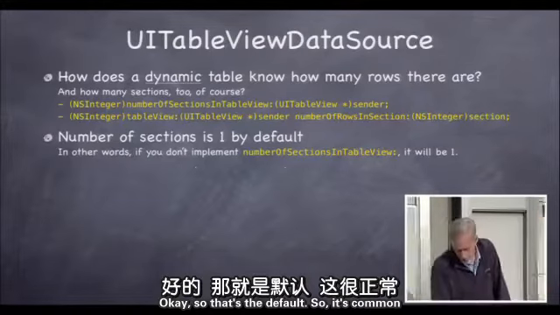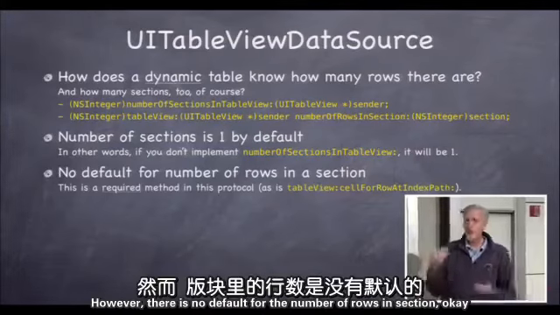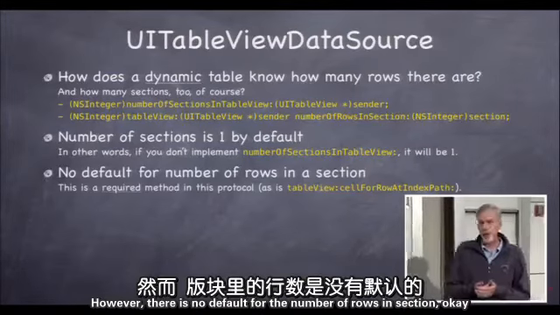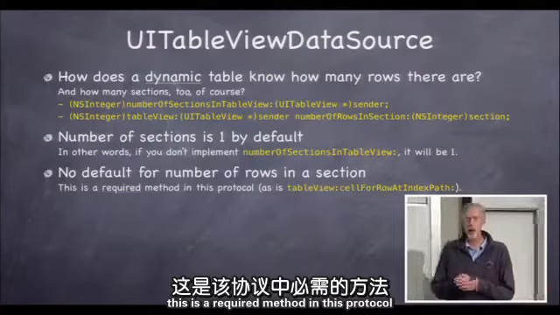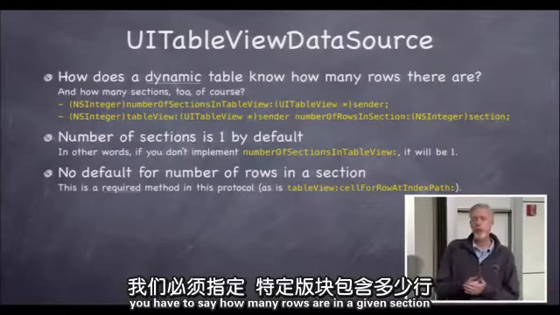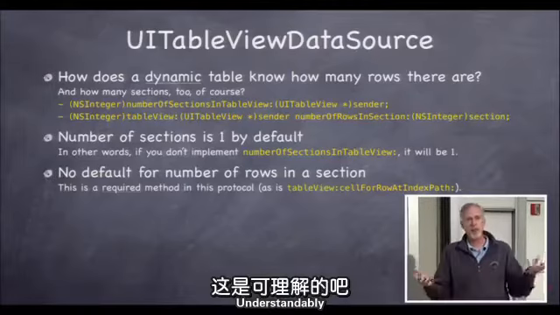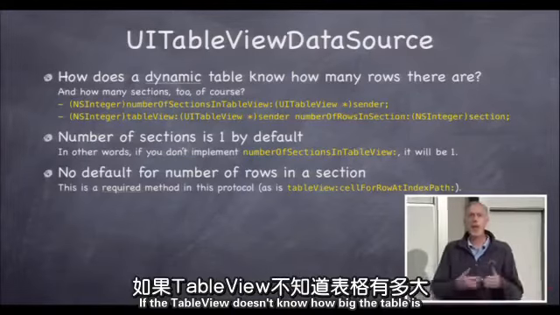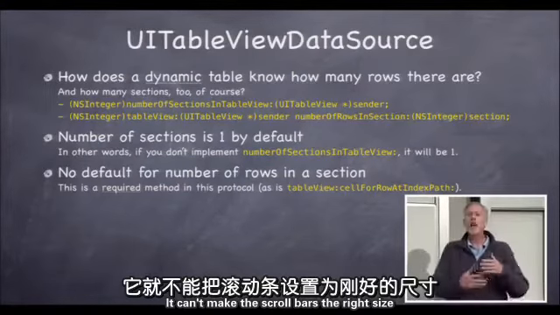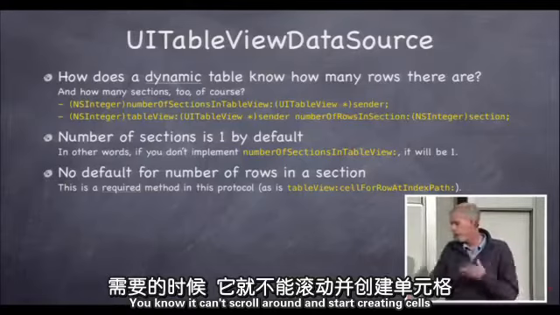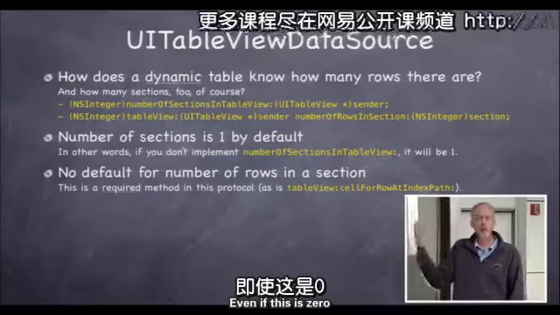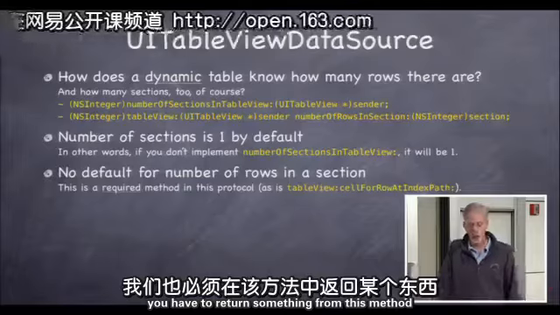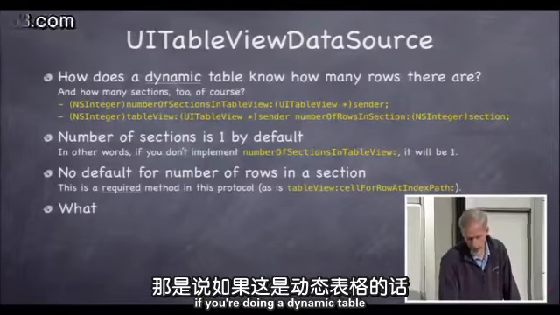However, there is no default for the number of rows in section. Okay? You must implement it. This is a required method in this protocol. You have to say how many rows are in a given section. Understandably, if the table view doesn't know how big the table is, it can't make the scroll bars the right size. It can't scroll around and start creating cells when necessary. It just doesn't have enough information. So you have to answer, even if this is 0, you have to return something from this method if you're doing a dynamic table.